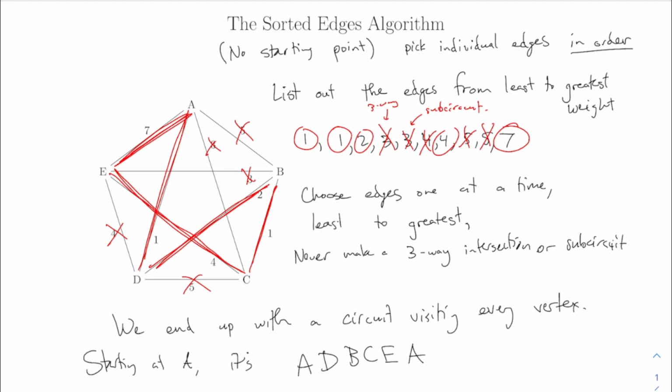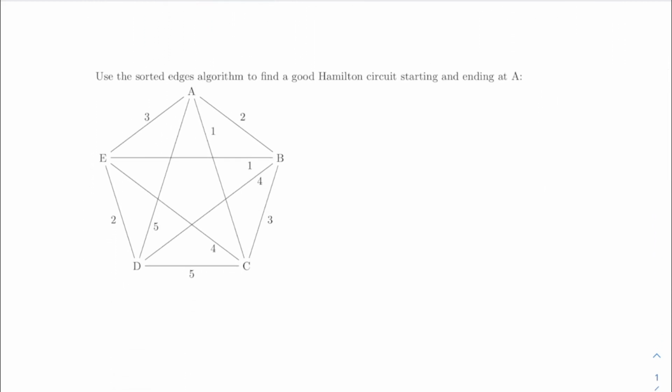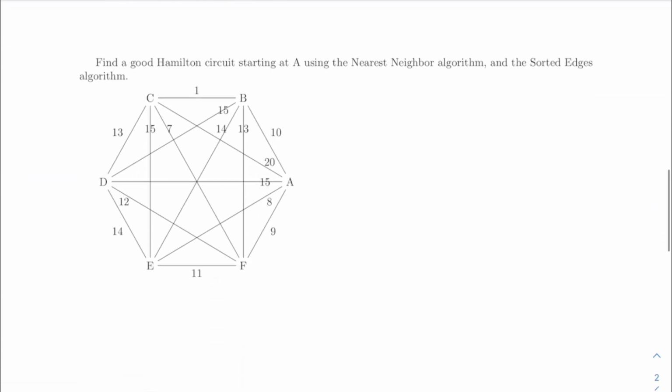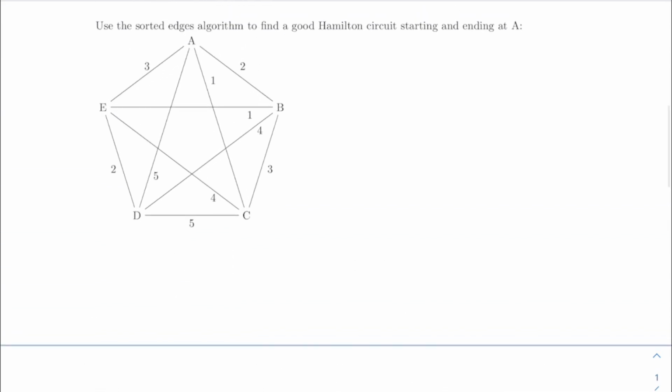So, come on and scroll down with me. See if you can do this one. This will involve doing the same thing. Write out the edges in order, and then choose them one by one, making sure not to make any bad life choices along the way. And then, try this one out, and then there's another one on the back. See if you can do that one too. The one on the back is bigger. It turns out not to matter very much. Even if it's bigger, you can still do this without too much trouble. All right, try them out. We'll see how it goes.